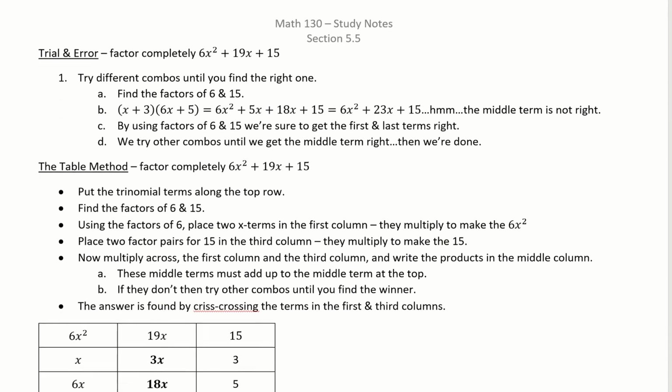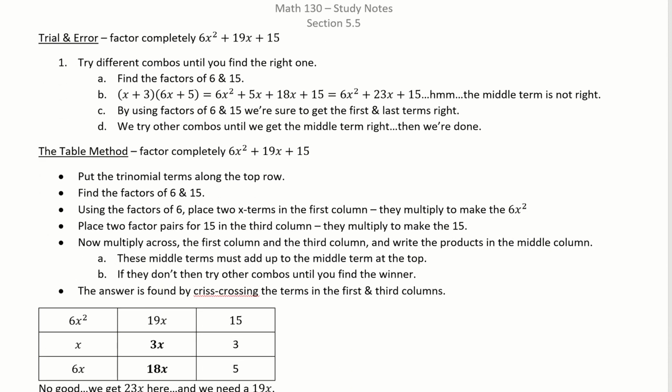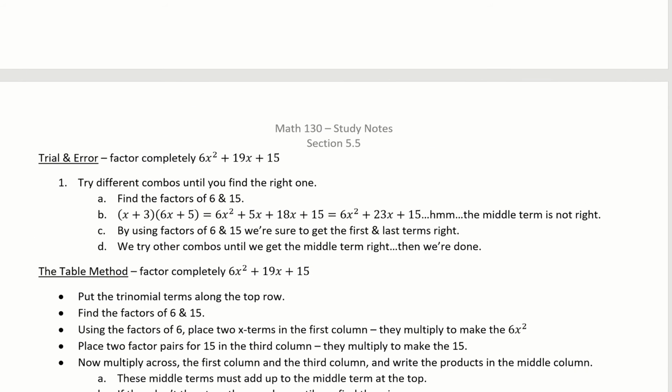Okay, so let's go back over here. The trial and error method, I'm just explaining it to you. The trial and error method says, oh, I've got to factor this completely. You try different combos until you find the right one. So you find the factors of 6 and 15. All right, let me show you that with some notes. So typically, on trial and error, you go, okay, the first number is 6. So how about 1 times 6? How about 2 times 3? The second number is 15. How about 1 times 15? And how about 3 times 5?